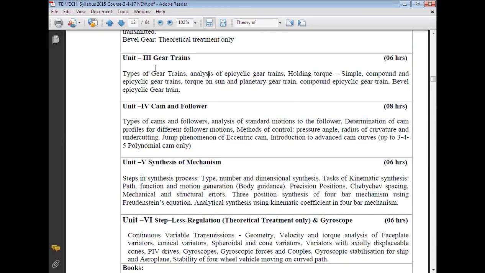Next is unit number 3. Okay, again this particular unit we are going to study for 6 hours. Here, after studying the different sorts of gears and their terminology, we are going to see the types of gear train. What are the different types of gear trains that we are going to study? Then we will analyze the epicyclic gear train. Now, what is this epicyclic gear train? That is what we are going to see.